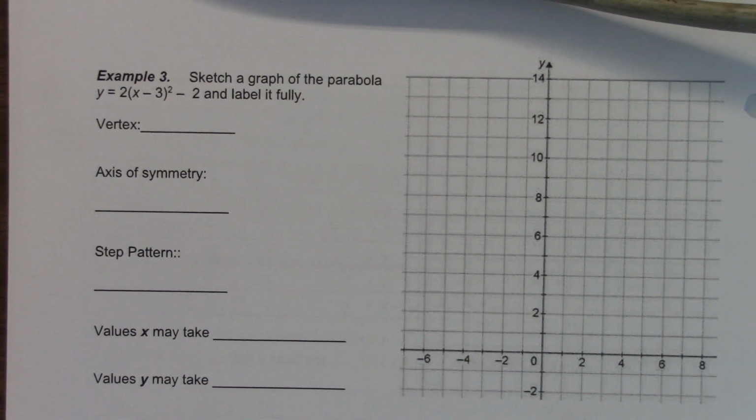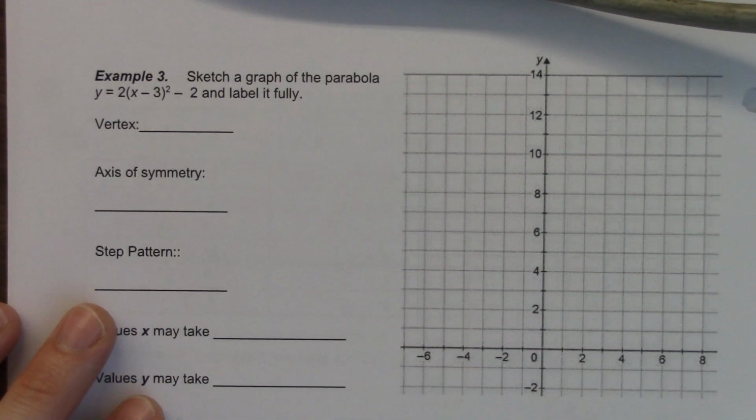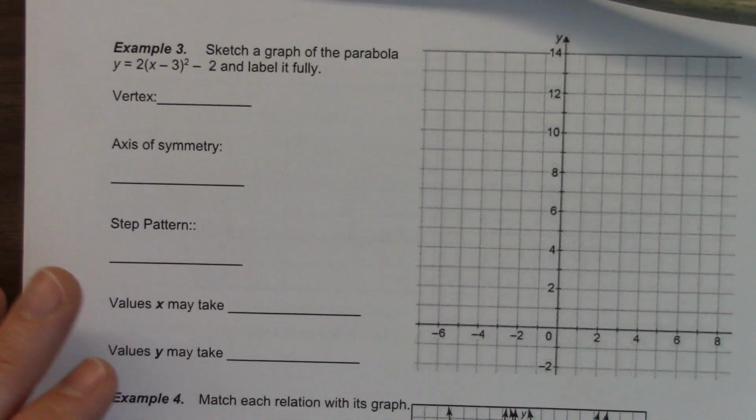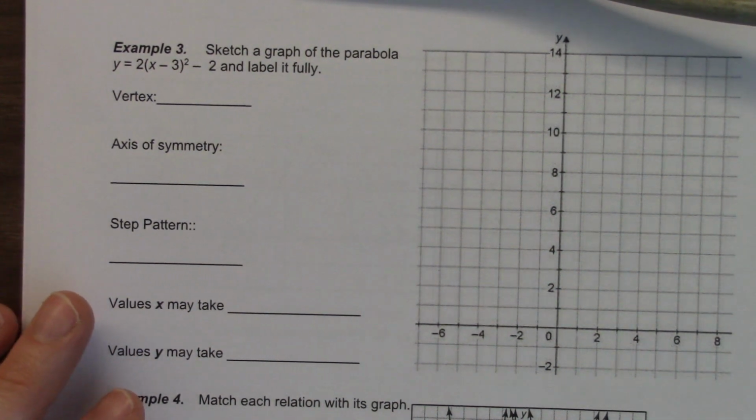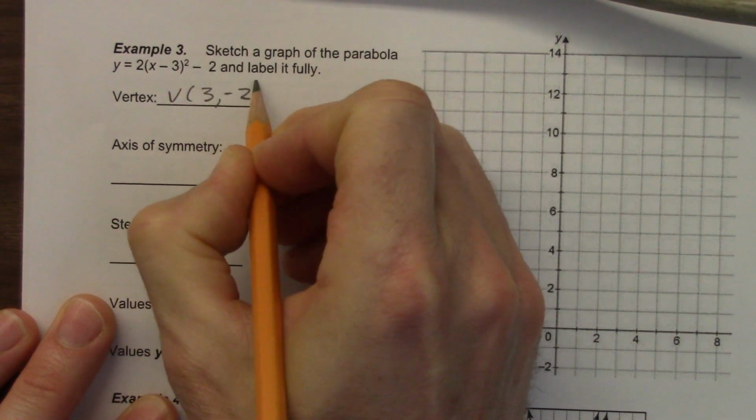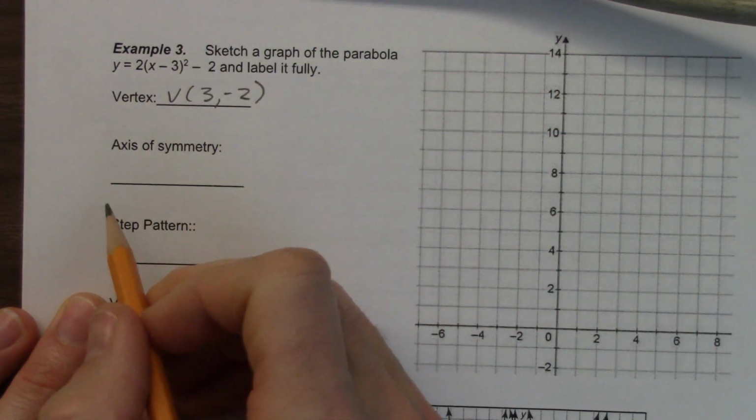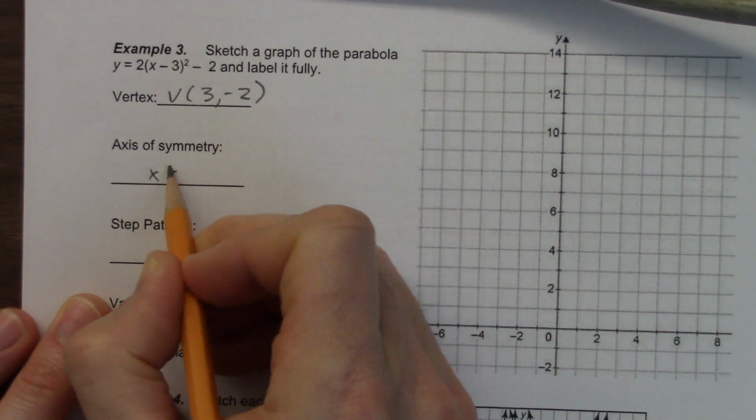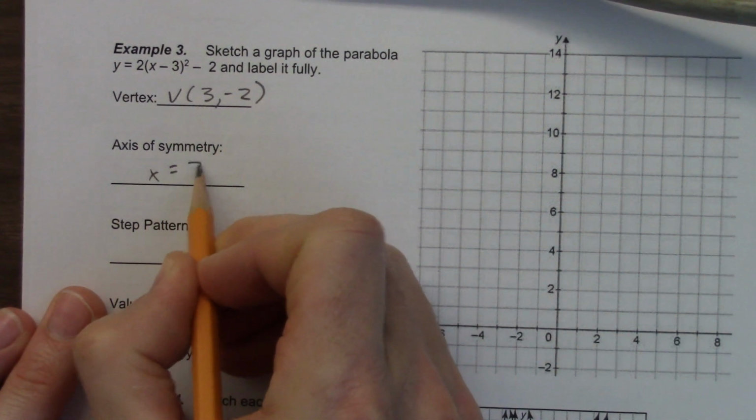Looking at example 2. Oh, sorry, this is example 3. Okay, who wants to tackle this whole problem by themselves? Okay, Ethan, let's go. Vertex: 3, -3. Yep. Axis of symmetry: x equals 3.